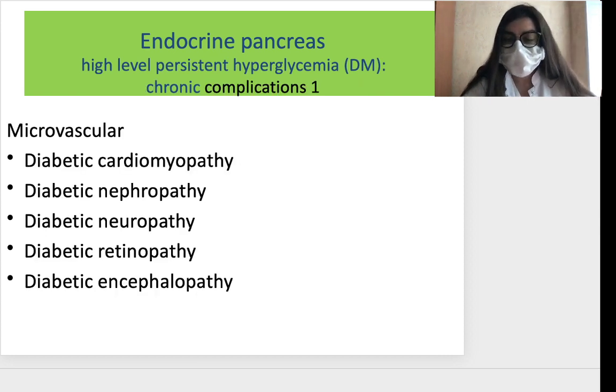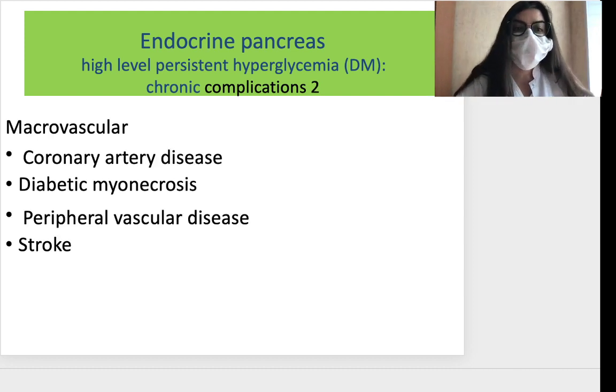Okay, and let's discuss chronic complications of diabetes mellitus. Most of them are vascular complications, and we divide them into microvascular with damaging of small arteries and macrovascular with damaging of big arteries. To microvascular complications, we can name diabetic cardiomyopathy, diabetic nephropathy, diabetic neuropathy, diabetic retinopathy, and encephalopathy. And macrovascular complications are coronary artery disease, diabetic myonecrosis, peripheral vascular disease, and stroke.